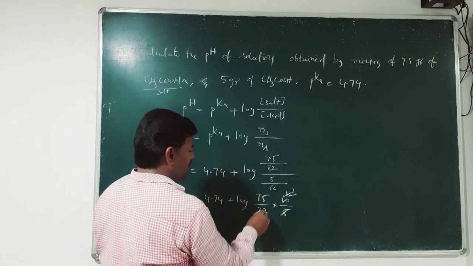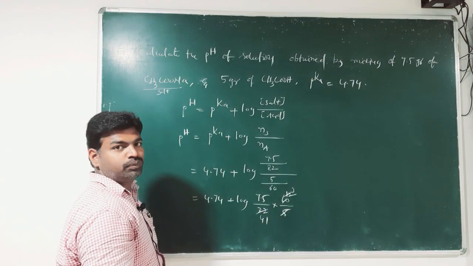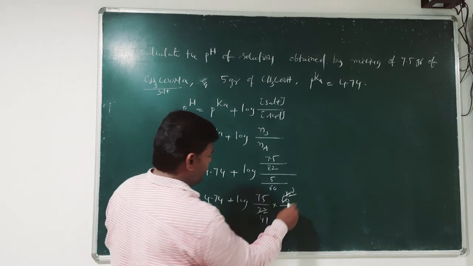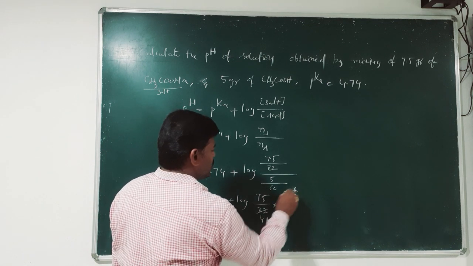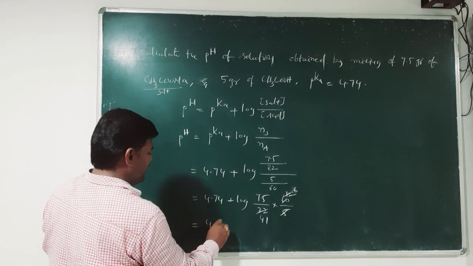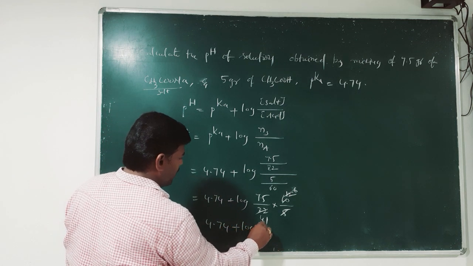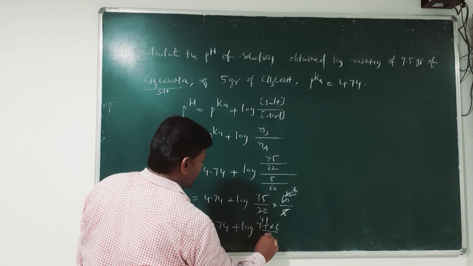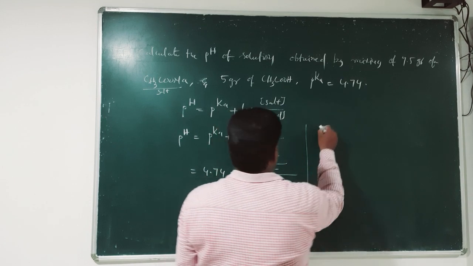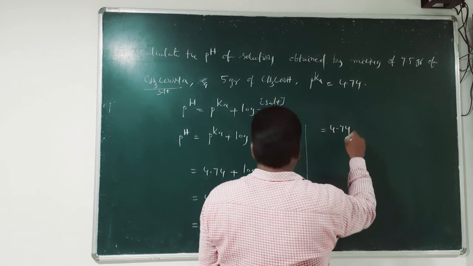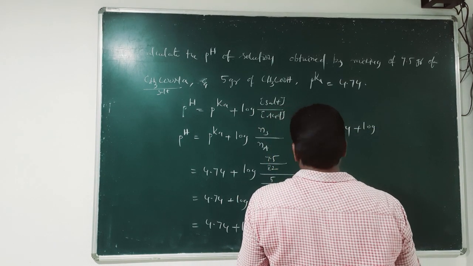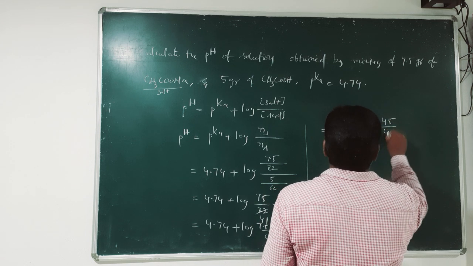Simplifying, 6 twos are 12 and 41 twos are 82. So that gives 4.74 plus log of 7.5 into 6 by 41. In the next step, 4.74 plus log of 7.5 into 6, which gives 45 by 41.